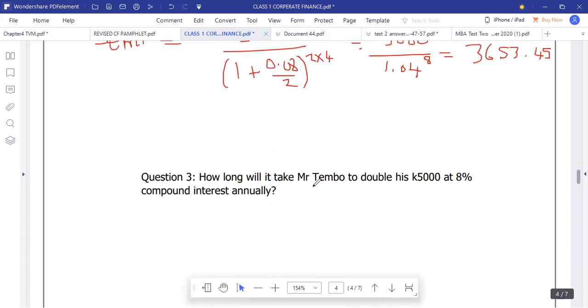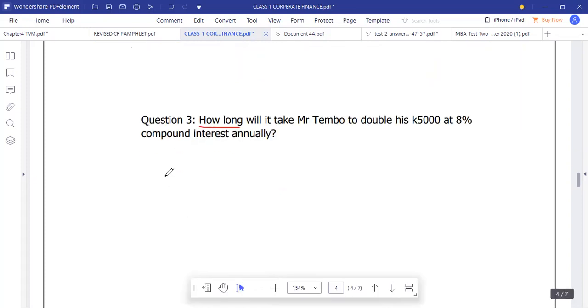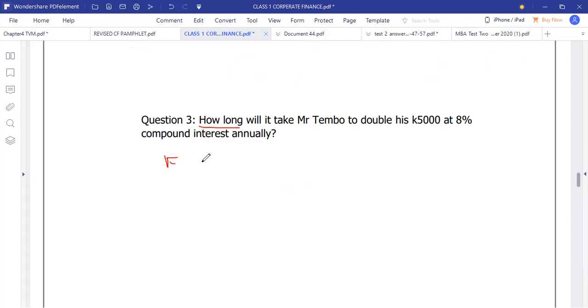How long would it take Mr. Tembo to double his 5,000 at 8% compounded annually? What are we looking for? The time period. So future value is called what? Present value times 1 plus R to the power what? Time. So what is our future value? 10,000. And what is our present value? 5,000.